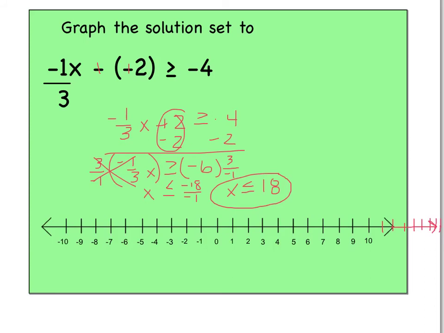You cannot really see it. It's going to be a filled in circle. I'm going to label it 18, and then shade to the left. Make sure that you're switching the sign on the problems that you multiply or divide by a negative number.